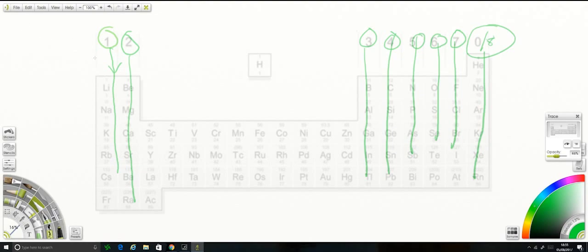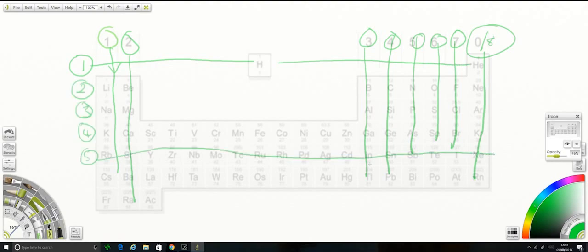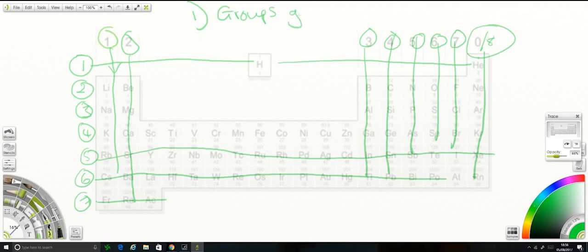And what you've got to know is the periods go across. A lot of people start off by saying that this is period 1 along here. That's incorrect. Period 1 actually starts from here. So this is period 1, and you've only got two things really in period 1. It's hydrogen and helium. Everything along here is period 6, and anything along here is period 7. So here we've got two learning points really. Number one is that groups go down, and number two is that periods go across.